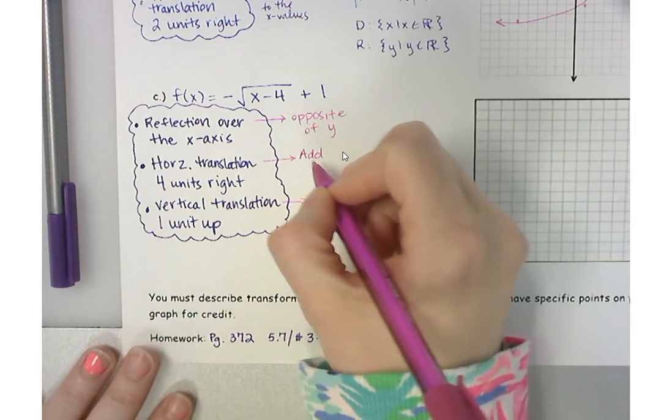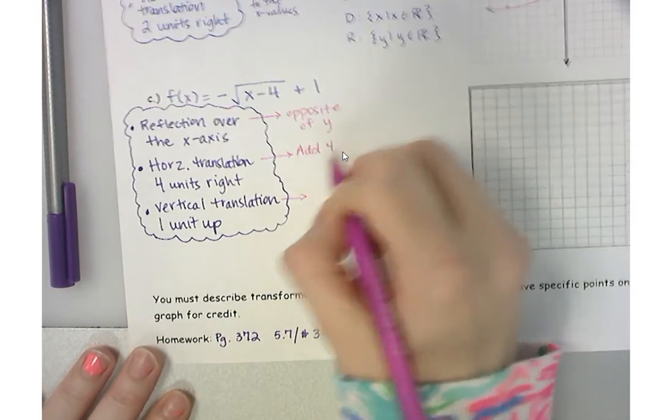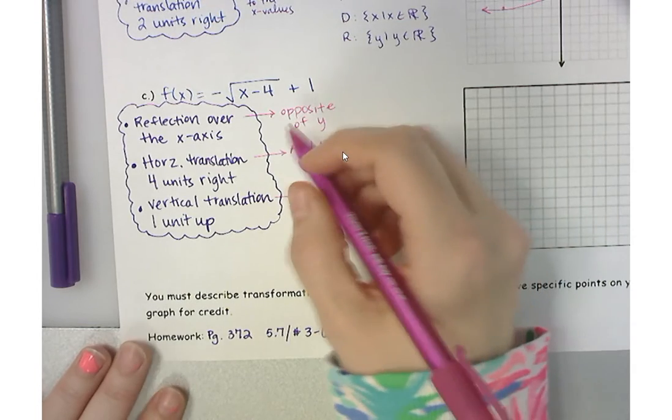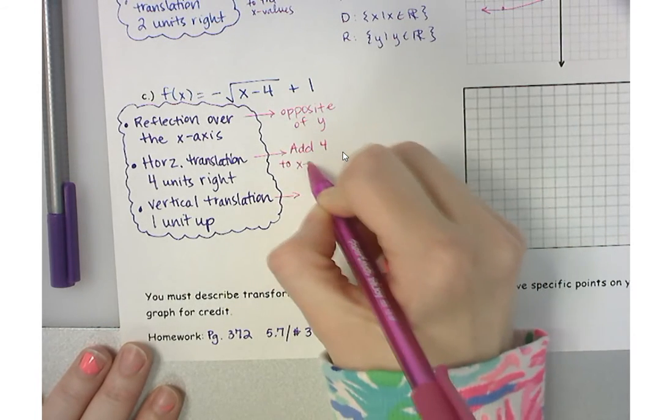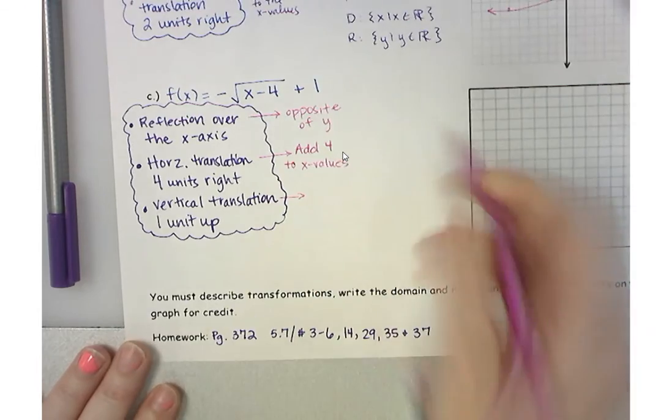Again, you could pick values that you know are going to make a perfect square underneath. So what would I start with if I wanted 0 underneath the radical? 4.